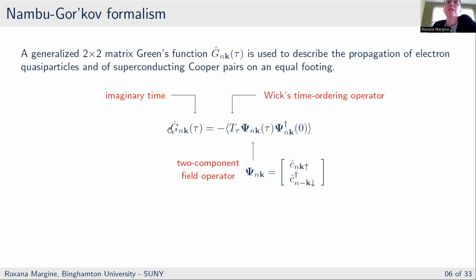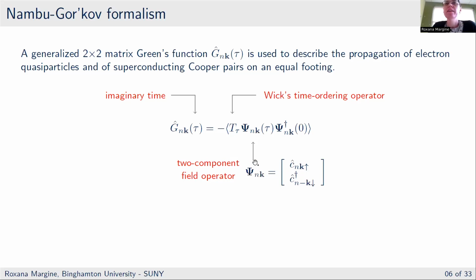As you can see here, the Green's function looks pretty similar to the expression shown yesterday by Feliciano. The only difference is that right now we have a 2x2 matrix. Here, tau is again the imaginary time, T_tau is the Wick time-ordering operator, and psi is a field operator. But this field operator right now has two components. One component is the annihilation operator that destroys an electron in a state with momentum k and spin up. And the second component is the creation operator, which creates an electron in a Bloch state with momentum minus k and spin down. And this average basically represents an average over the ground state of the system.